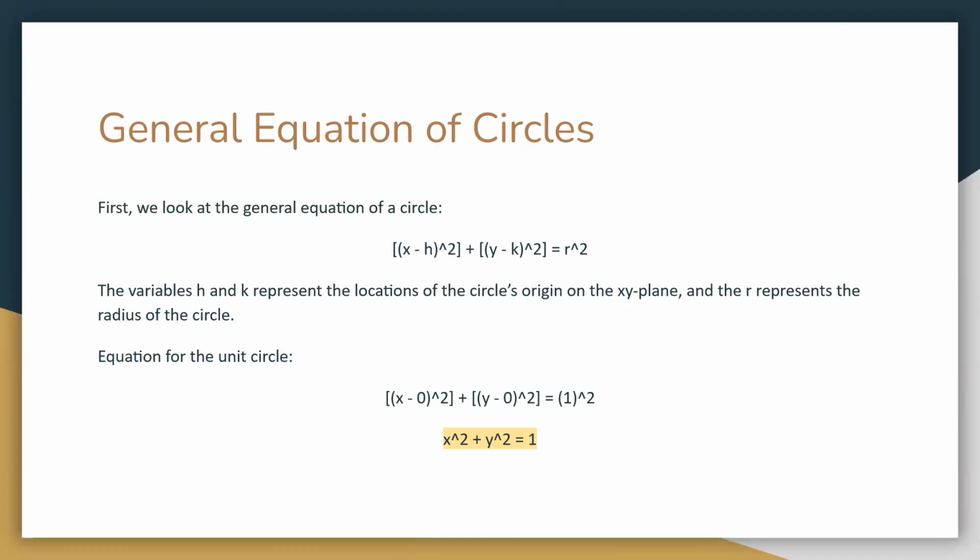However, when we're looking at the unit circle, we only really care about it in simple terms. The unit circle is going to be centered at the origin, so (0, 0), and the radius of the unit circle is actually going to just be 1. So the equation of the circle simplifies down to simply x squared plus y squared equals 1.